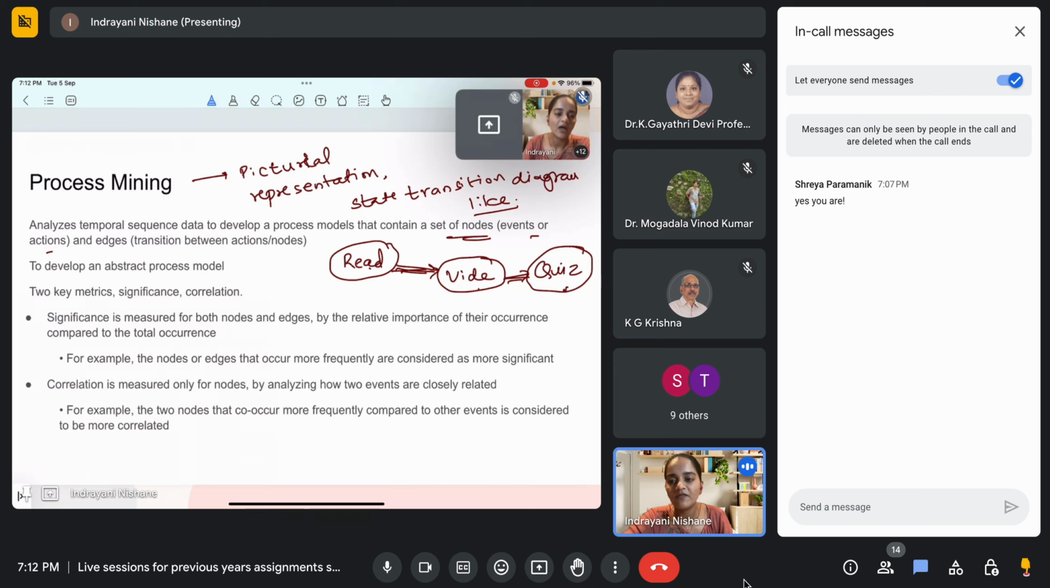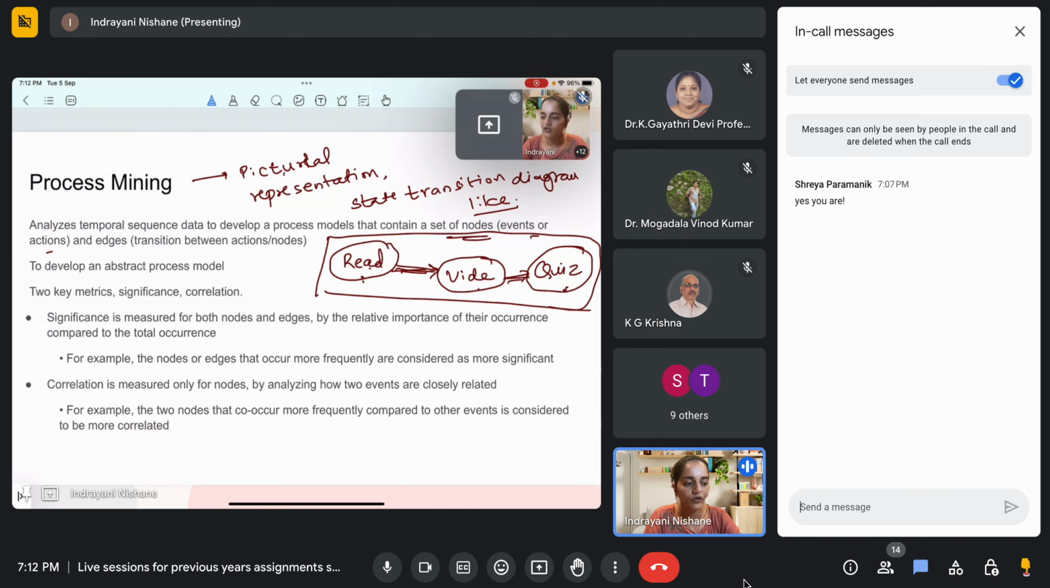So they have significance and correlation as the key matrices. Significance is how important that particular node is. Significance is for both nodes and edges. A node is an action, so how important a particular action is means that the particular action is occurring more number of times, so you have to consider it while presenting an abstract representation of the actions.